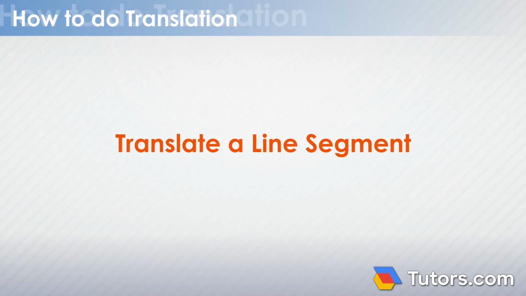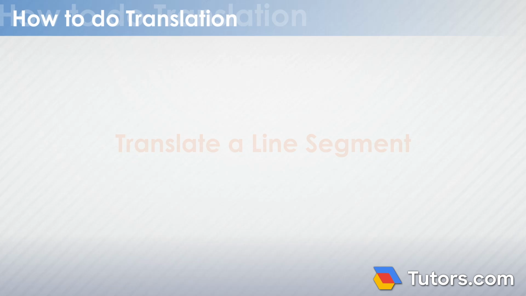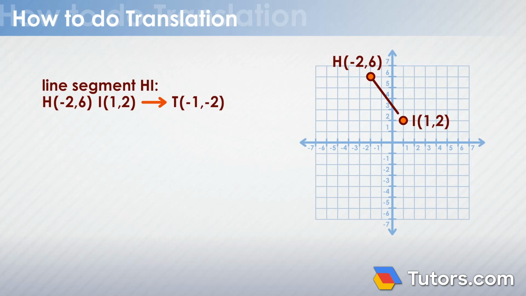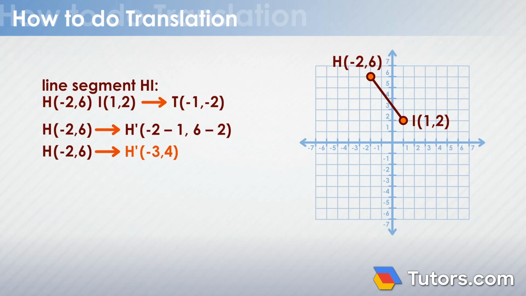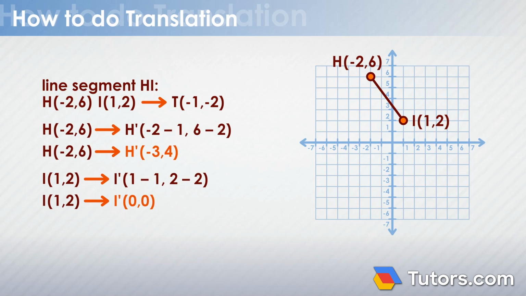Now let's translate a line segment. We can write out our TAB instructions so that we must move the line to the left 1 unit and down 2 units. Now we apply these instructions to each point. Start by translating point H. Next we translate point I. Our new line segment, or the image, has 2 points: point H' at -3, 4 and point I' at 0, 0.